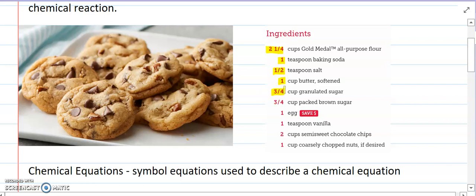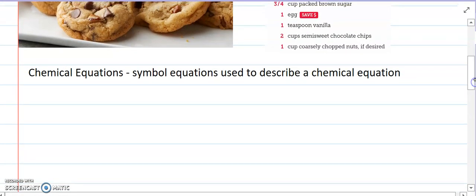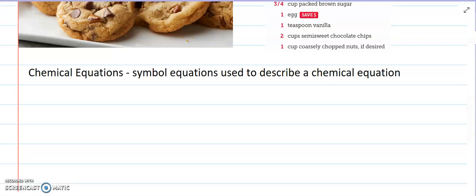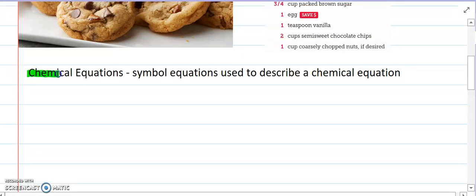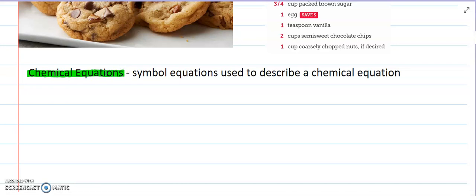A chemical reaction is very much the same. For a chemical reaction, similar to a recipe, we write out a chemical equation. And a chemical equation is basically a symbol equation that tells me what's happening in a chemical reaction. Now, instead of using chocolate chip cookies, which tend to have way too many ingredients, we're going to take a look at a chemical reaction for something simpler. We're going to make a ham sandwich. But I'm going to write this as a chemical equation.